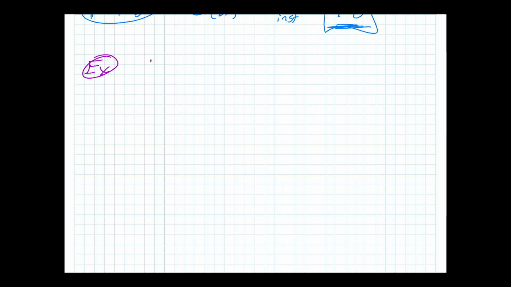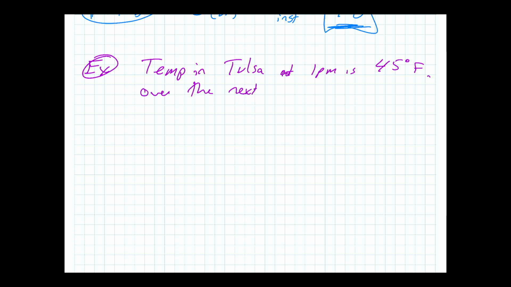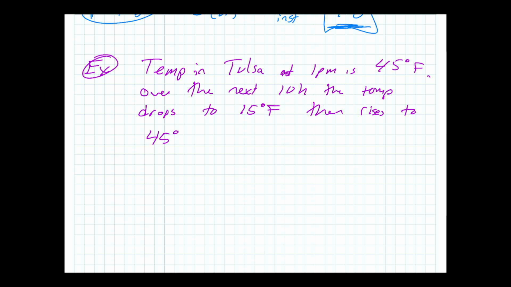Example. So temperature in Tulsa at 1 p.m. is 45 degrees Fahrenheit. Over the next 10 hours, the temperature drops to 15 degrees Fahrenheit, then rises to 45 F by 11 p.m. So that's the next day.